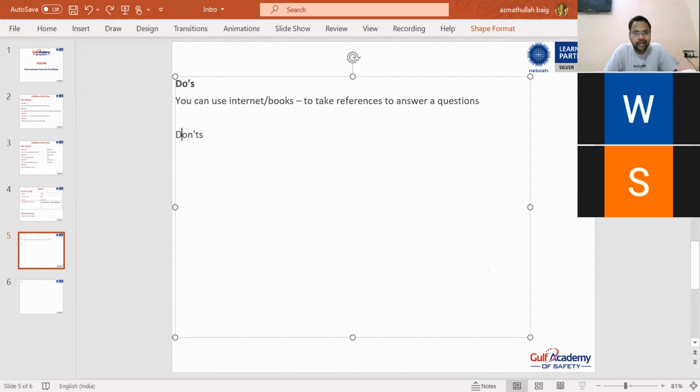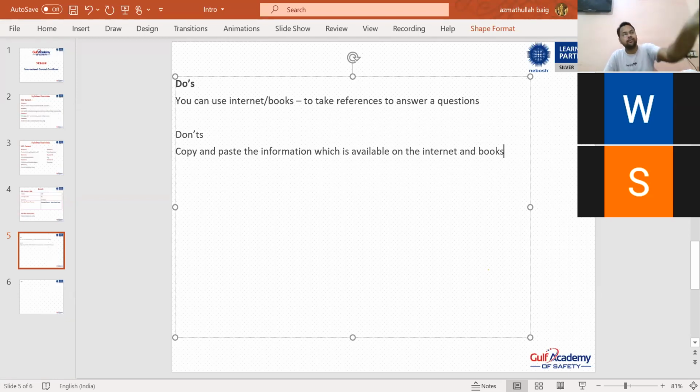You cannot directly copy and paste the information which is available on the internet and which is available in the books. You can only take references. You can refer and you can take those references and write your answer, but you cannot copy and paste the answers directly in your answer sheet. Clear?